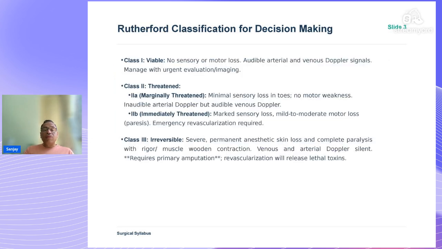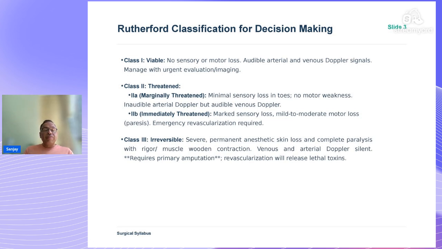Now, one of the most important classification systems used clinically, as well as relying on the Doppler findings, is the Rutherford classification. This Rutherford classification for acute limb ischemia is different from the Rutherford classification for peripheral arterial occlusive disease, which is more of a chronic occlusion. Here we are talking of the acute limb ischemia Rutherford classification. It is divided into three important classes.